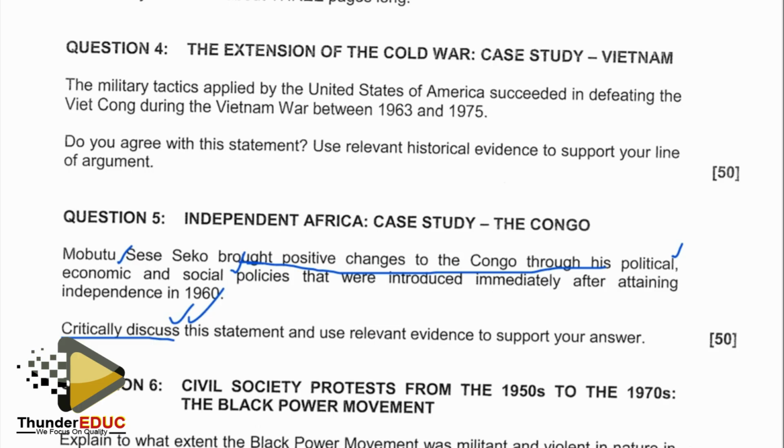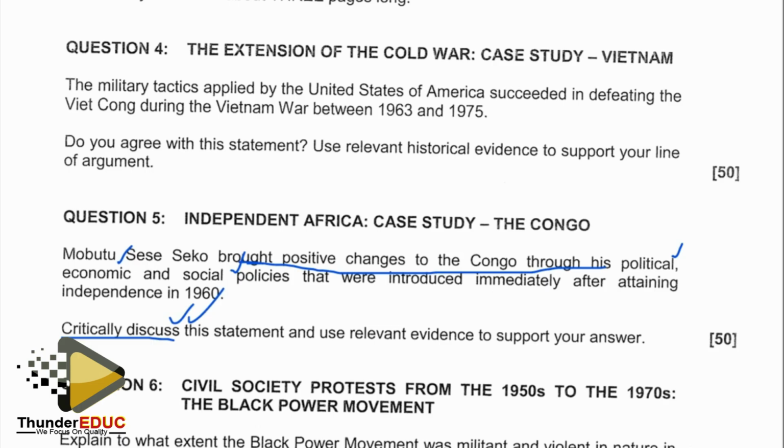If you are disapproving the statement, you are saying that the statement is not historically correct. We cannot completely say Mobutu brought positive changes. No, he did not. So when you are disapproving, you are showing that Mobutu did not bring completely positive changes, or Mobutu brought disastrous effects, or his changes were negative to the Congo through his political and economic policies. However, it was not only that he was very bad, he also managed to bring some positive aspects to the politics or the economy of the Congo. That is when you are disapproving the statement.